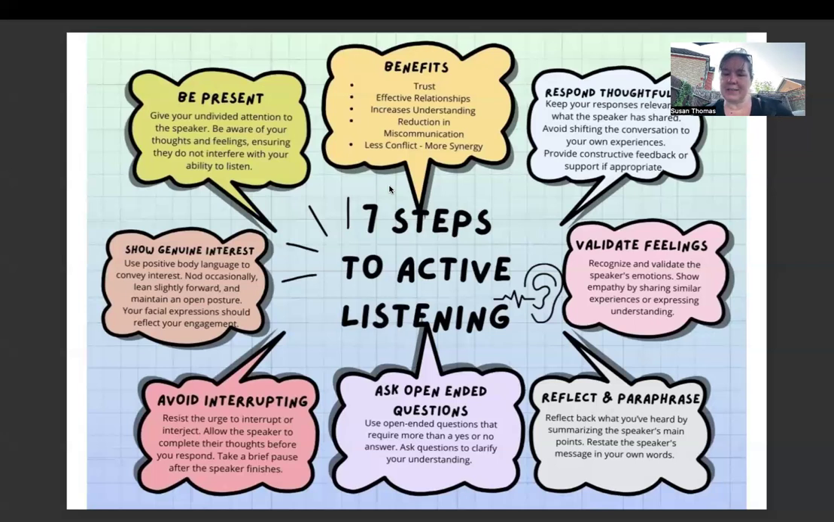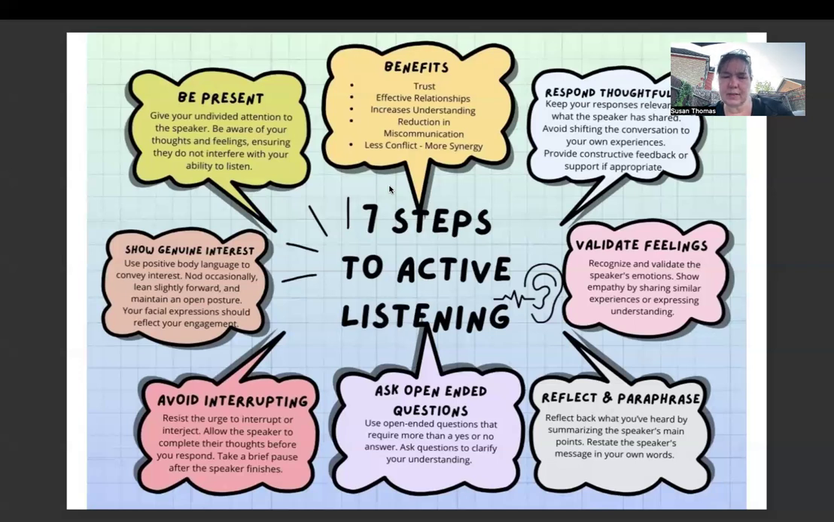Next, reflect and paraphrase. When we truly listen, we want to reflect back what we've heard by summarizing what the speaker's main points are. That will make the speaker realize that we have really listened, and you can make sure that you have understood them properly, and it completely avoids misunderstandings.